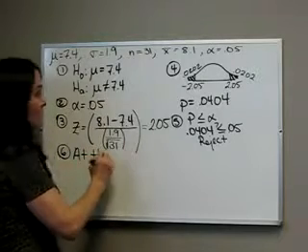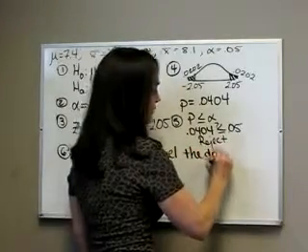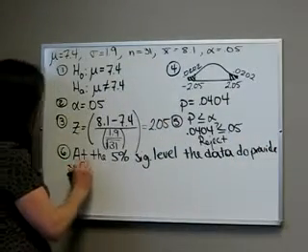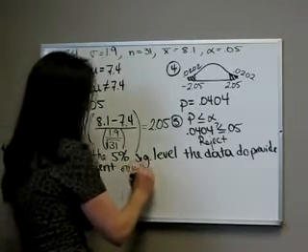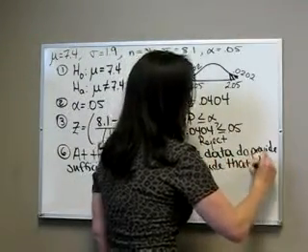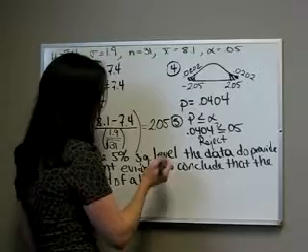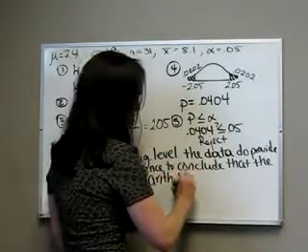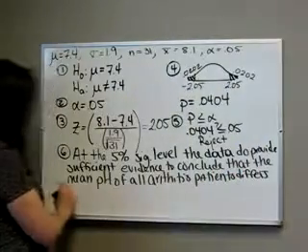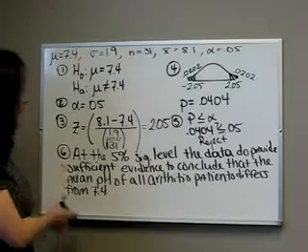So, at the 5% significance level, the data do provide sufficient evidence to conclude that the mean pH of all arthritis patients differs from 7.4. Now, that's our first sentence, just that it's different.